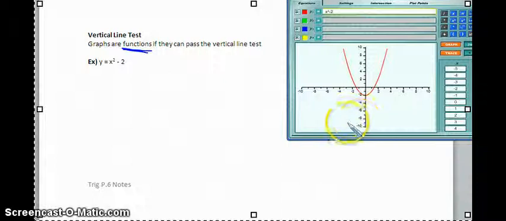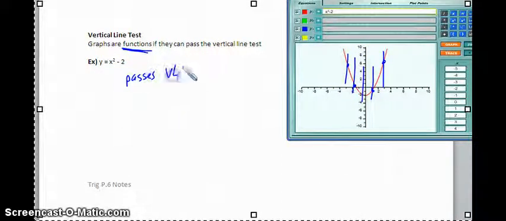Okay, so now that you've got the graph, if you were to ask the question, does this pass the vertical line test, go through and draw some vertical lines on your graph and see if it touches the graph in more than one spot. And notice that each of these vertical lines are touching the graph in exactly one spot. So therefore, because it passes the vertical line test, we can say that this equation is a function.